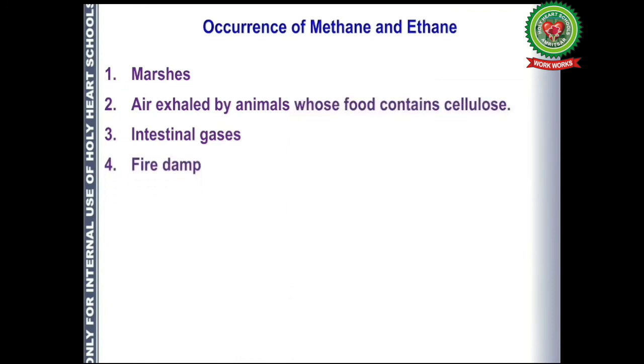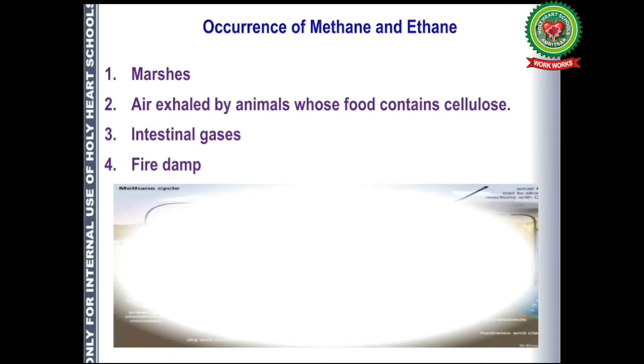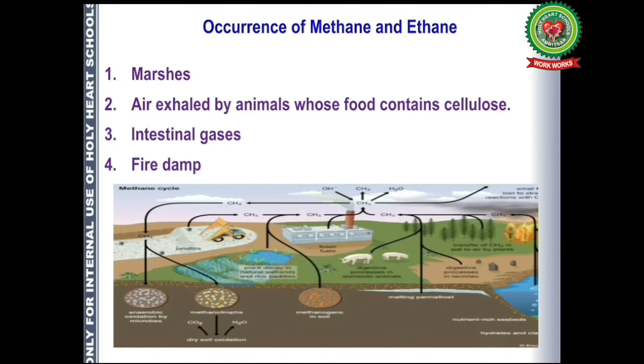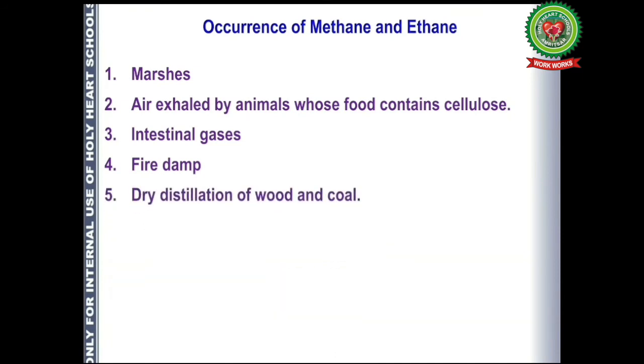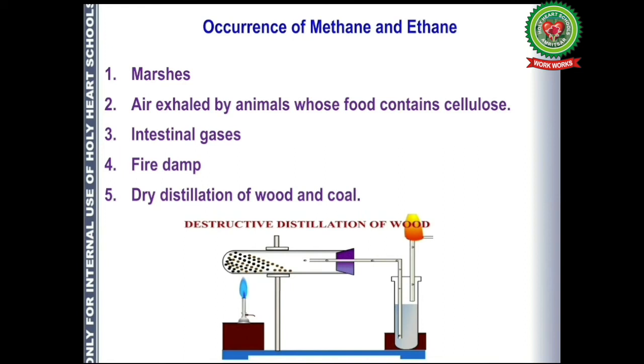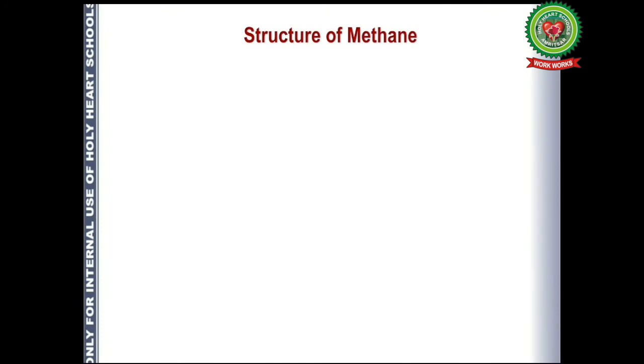The fourth one, the occurrence of methane and ethane, is from the fire damp, that is coal mines, the gas available in coal mines. That's also a source of methane and ethane. The fifth one is dry distillation of wood and coal. When wood is heated at 450 to 500 degrees Celsius in the absence of air, then also methane is formed. Now the next topic that we will study is structure of methane.